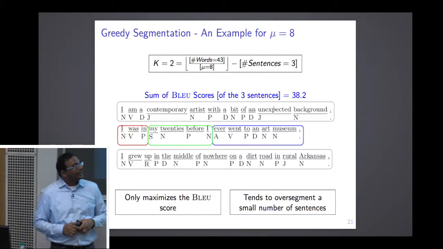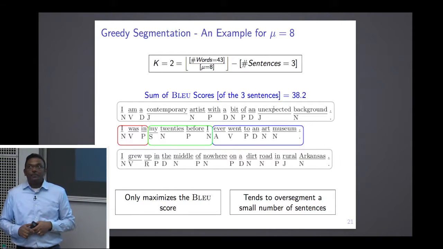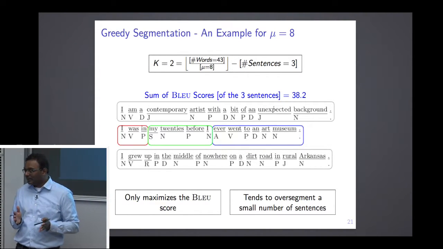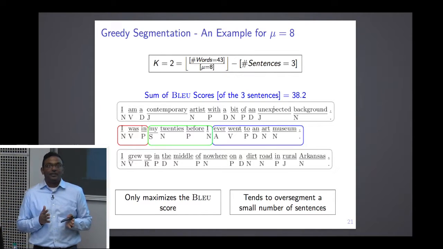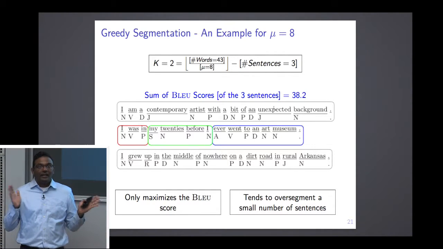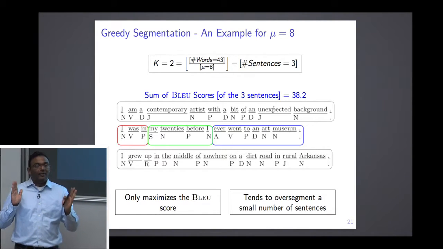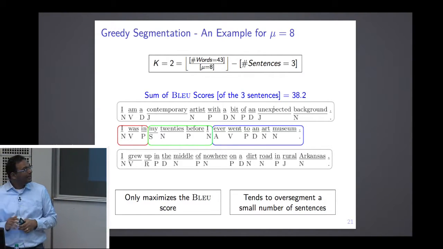So in greedy segmentation, what they do is they try to find, across all of these possible segment boundaries, which is the one that will give you the highest BLEU score. And that will then give you an annotated data set for a segmentation boundary.